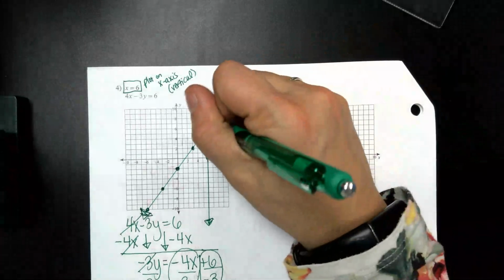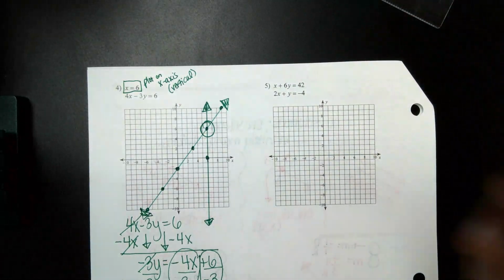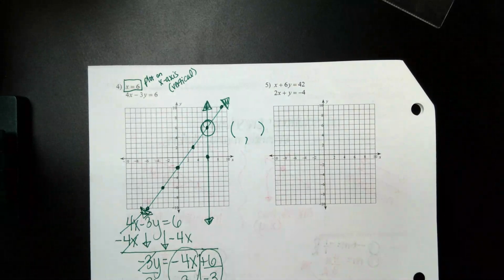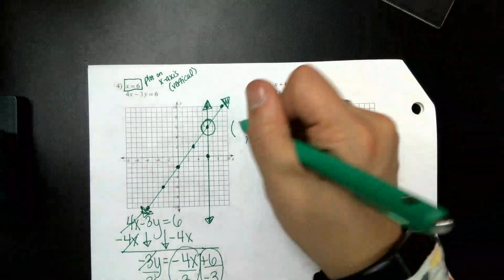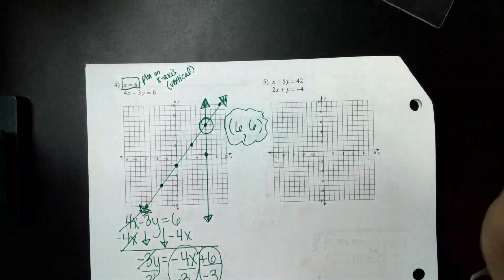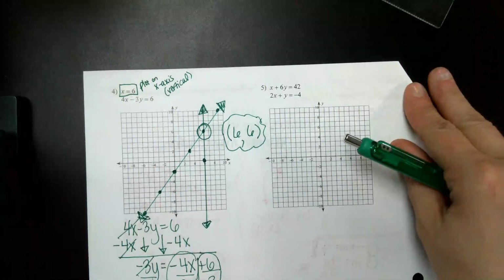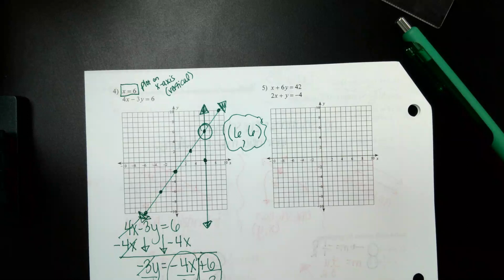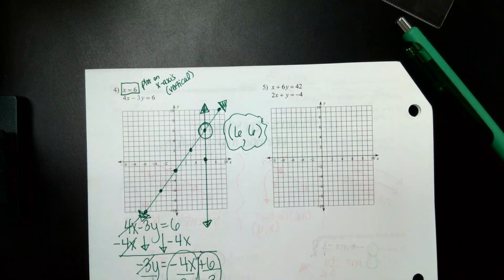Okay, so their point of intersection, what is that ordered pair where they cross? 6, 6. So 6, 6 is the answer to that problem. That is the solution to the system.